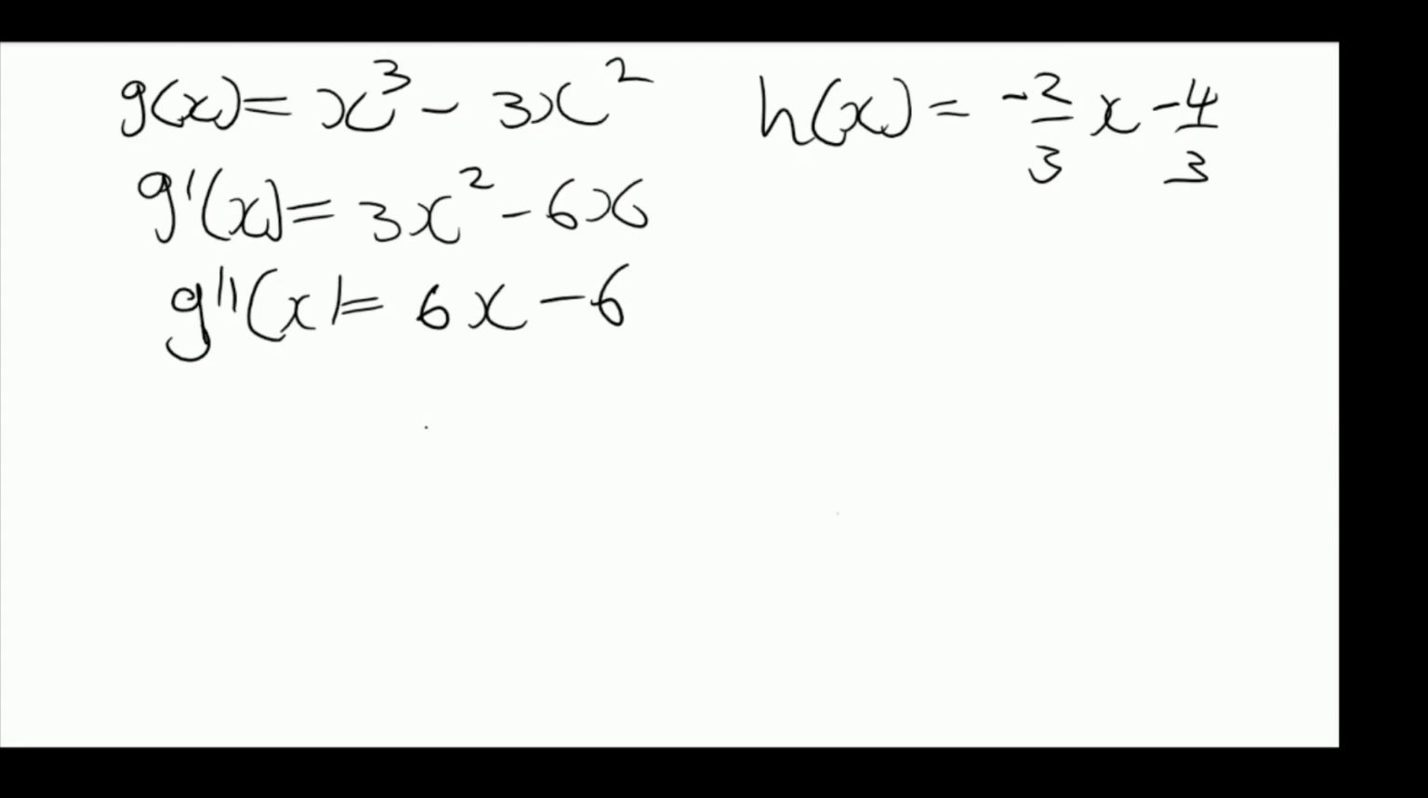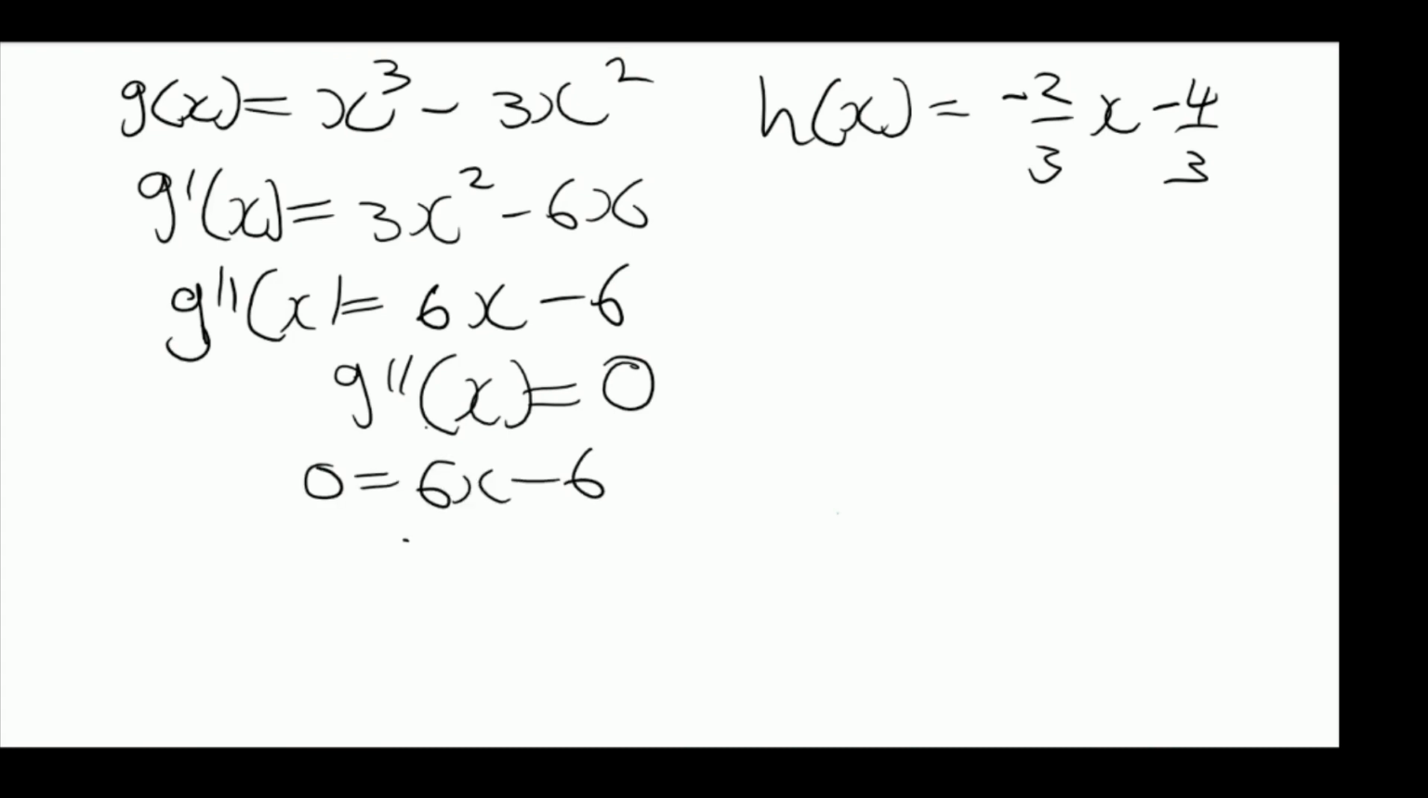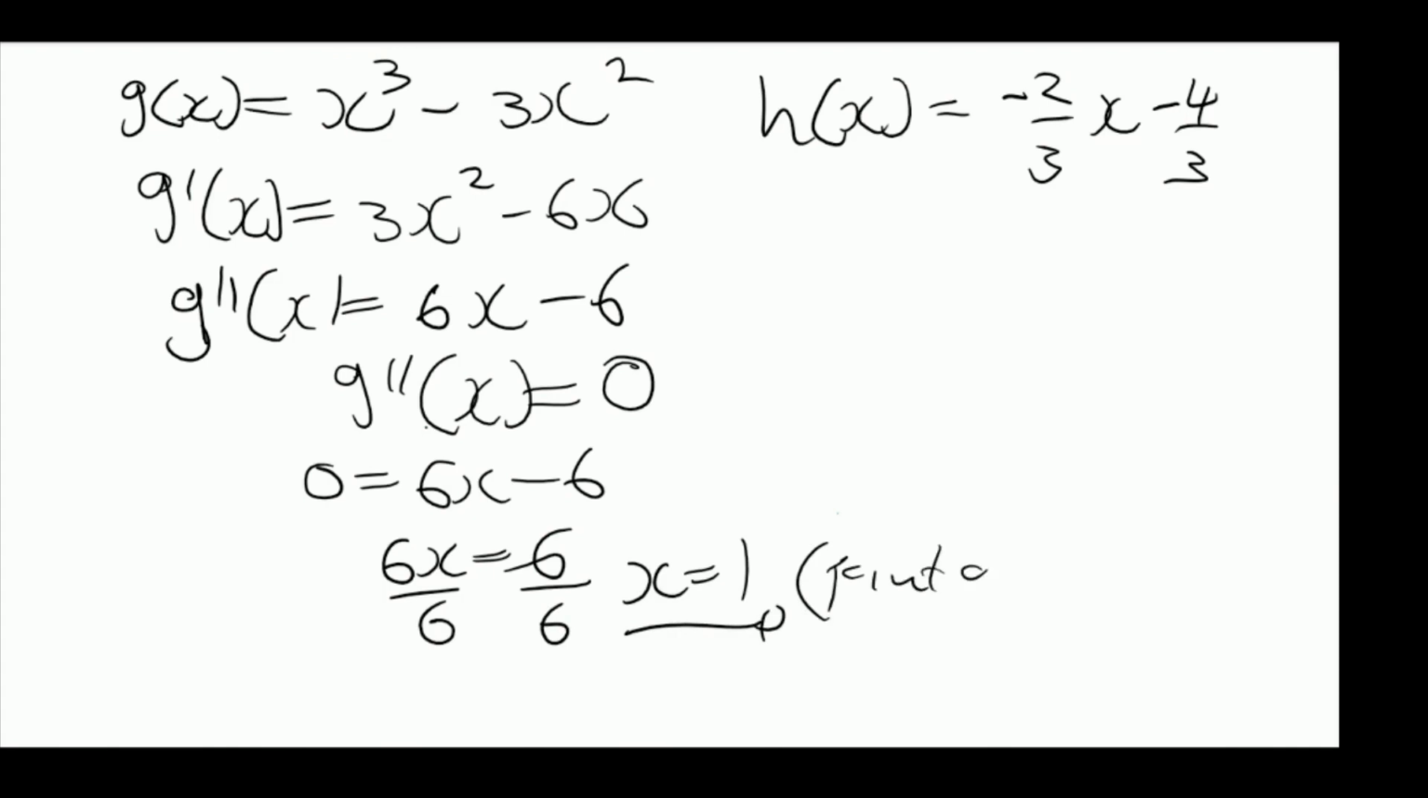And for us to identify whether or not it intersects with the graph of g at the point of inflection, we must first find the point of inflection. So we equate the second derivative to 0. So 0 is equal to 6x minus 6, and then 6x is equal to 6, divide by 6 on both sides, x is equal to 1. So this is the point of inflection.